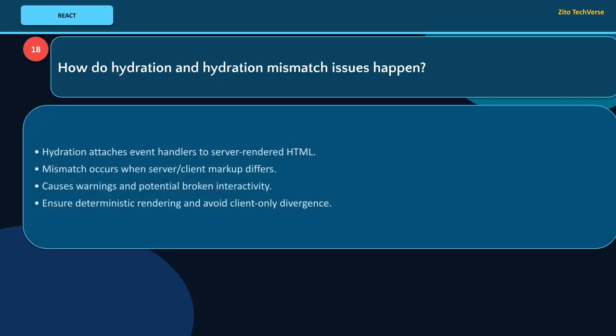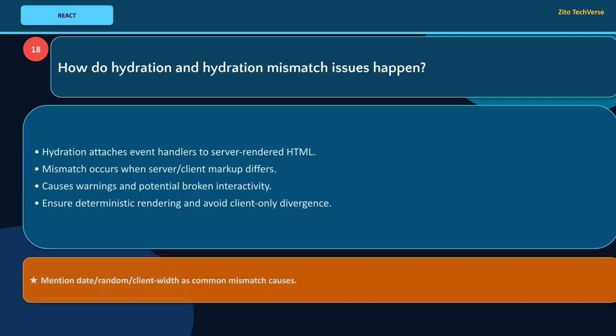Hydration attaches event handlers to existing server-rendered HTML. Mismatches happen when the server and client markup diverge, often due to date, random values, or client width differences, which can break interactivity. Aim for deterministic rendering across environments.